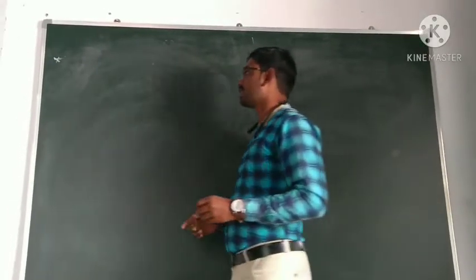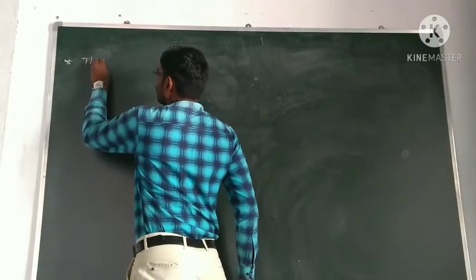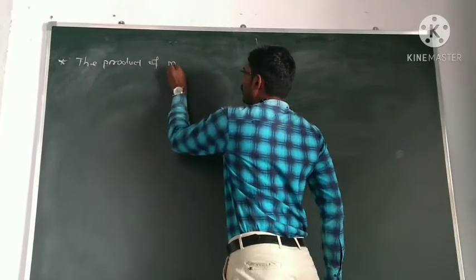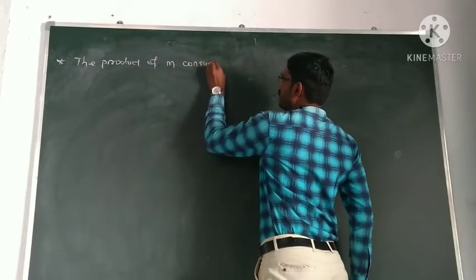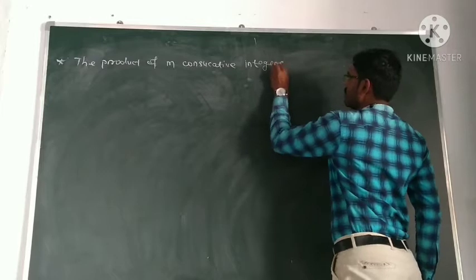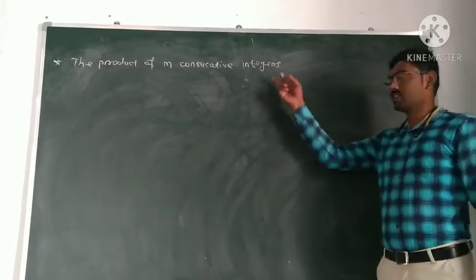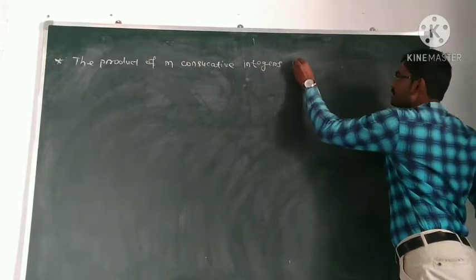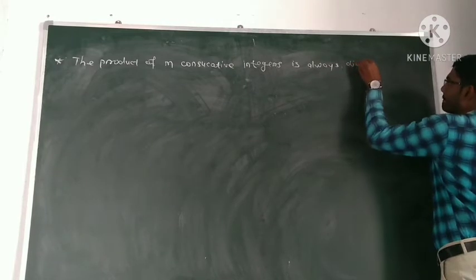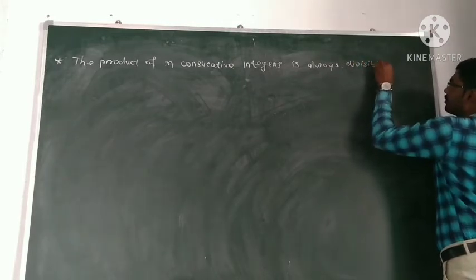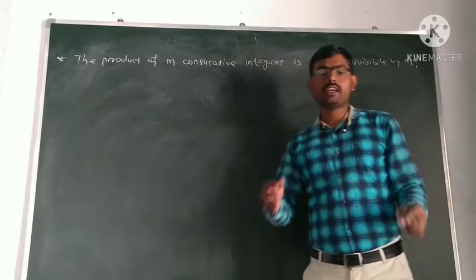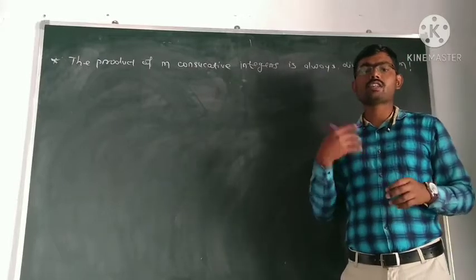The first theorem is the product of m consecutive integers. The product of m consecutive integers is always divisible by m factorial. If you take the product of m consecutive integers, it is always divisible by m factorial.